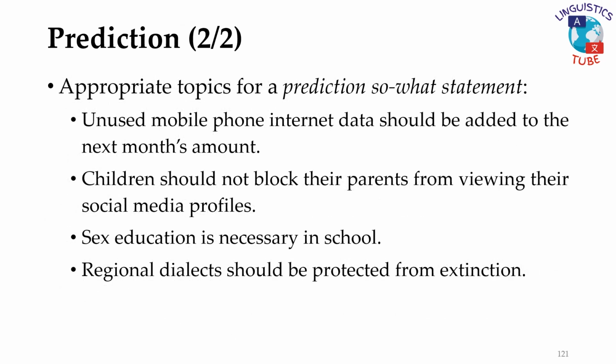Before we look at some examples, let's look at some topics that are appropriate for a prediction so what statement. Unused mobile phone internet data should be added to the next month's amount. Children should not block their parents from viewing their social media profiles. Sex education is necessary in school. Regional dialects should be protected from extinction. As you can see from all of these topics, they are arguing that a change should happen. Let's now look at some examples.